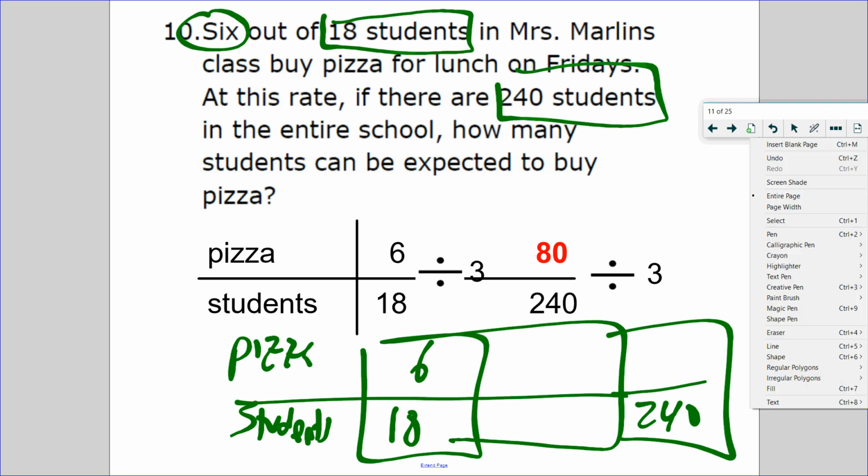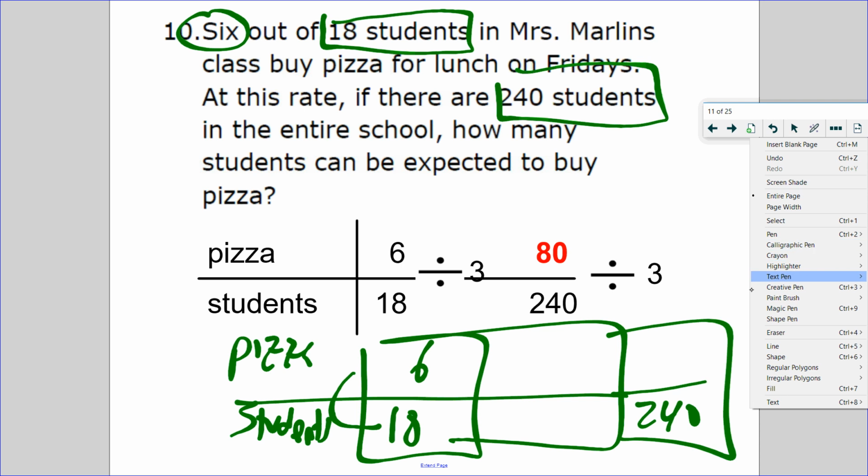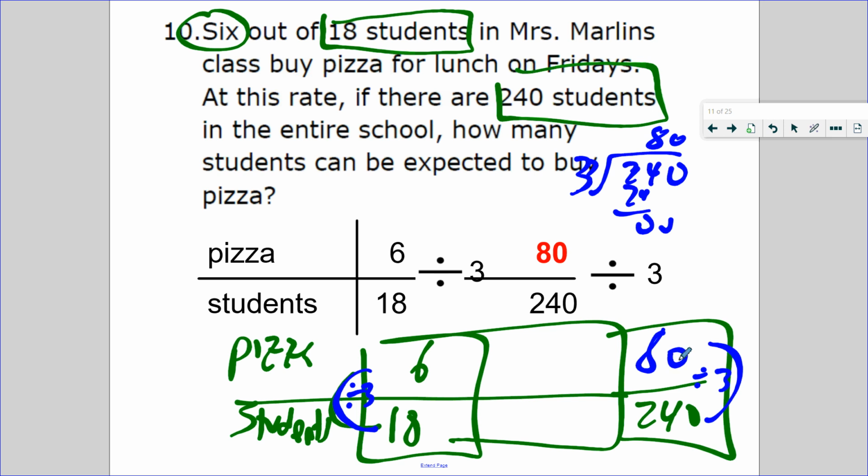Let me use a different pen color to show you the different relationship. Again, it's how you choose to see it. Some people see it as an up and down relationship. What's the relationship between 6 and 18? It's 3 times. Or break it down, divide by 3. What's 240 divided by 3? 24 goes in 8 times. 80. That's one way you can see it.